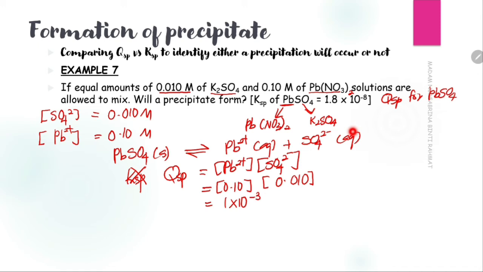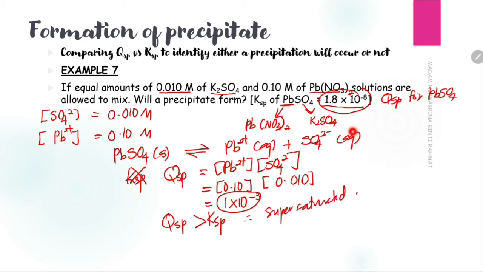The KSP value for the formation of lead sulfate is 1.8 times 10 to the power of negative 8, whereas the QSP that we calculated just now is 1 times 10 to the power of negative 3. If we compare, we definitely have QSP greater than KSP. That means we have a supersaturated solution, so precipitate will form until QSP equals KSP.